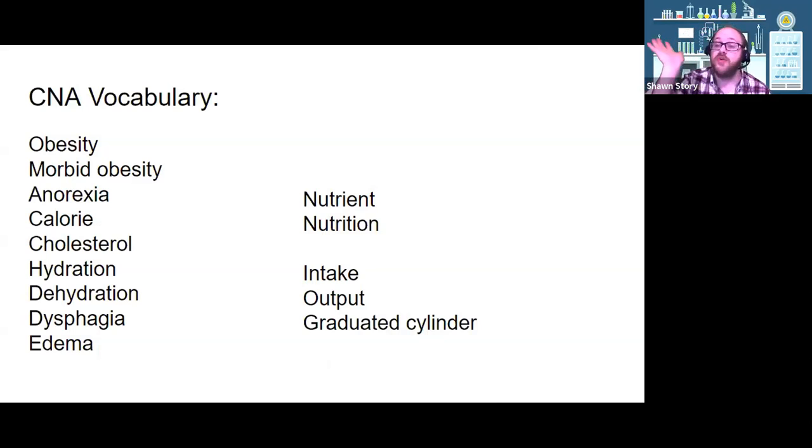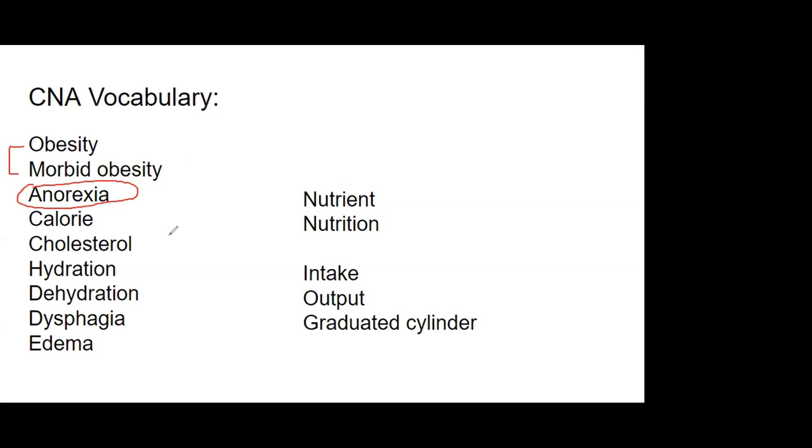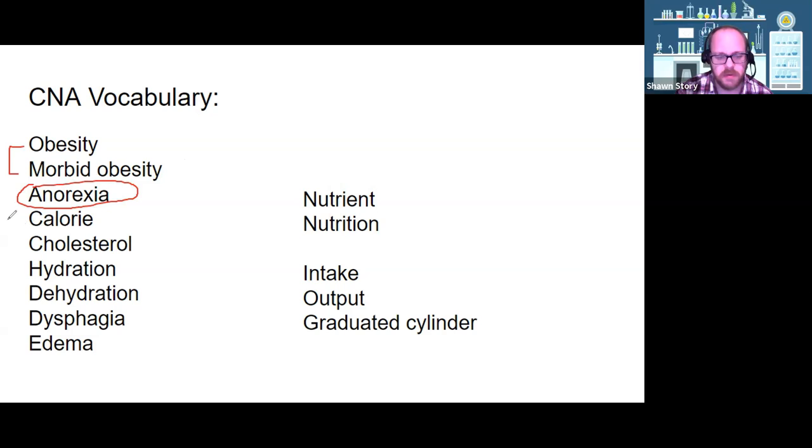For CNA vocabulary, here's all of our nutritional vocabulary words that we have. We looked at obesity, and then morbid obesity is the step above it. Our eating disorder of anorexia. What is anorexia? Not eating. Yes, not eating. Calorie. We looked at cholesterol. We get cholesterol from animal byproducts, so we see it in a lot of meats and cheeses, a lot of things from animals. Hydration and dehydration. When I see hydration, the root word hydro jumps out at me.